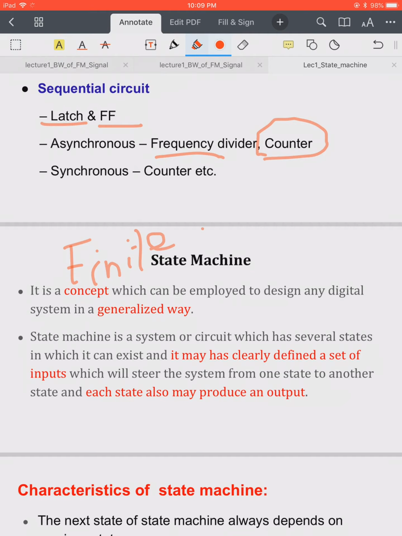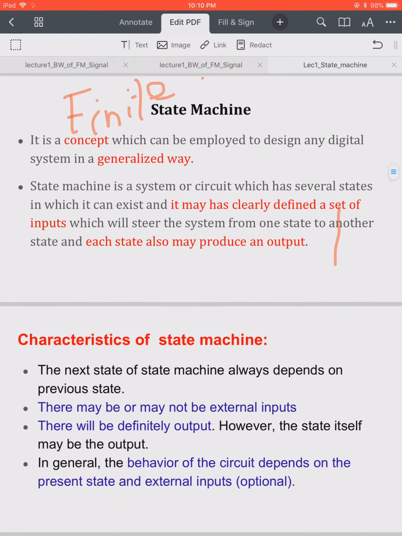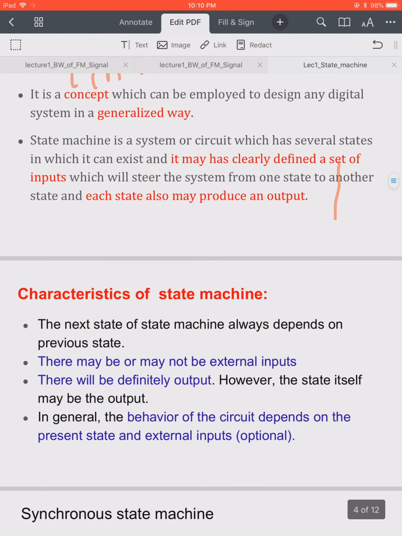It may have some input or it may not have some input, it may have some output, it may not have some output, but obviously it will have some finite number of states. So what are the characteristics of state machine?